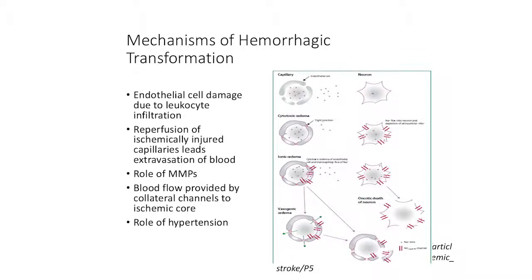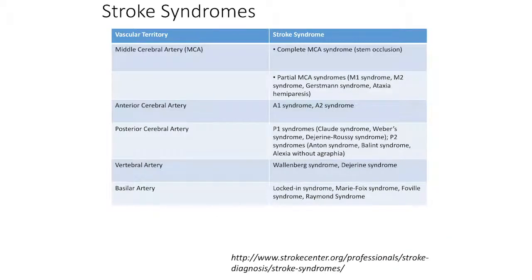So just going to the stroke syndromes, this is what I think was interesting for me. There's the middle cerebral artery where you have the complete MCA syndrome and the partial MCA syndrome. Anterior cerebral artery, you have A1, A2, and posterior cerebral artery syndrome, so you have P1, P2 syndrome. Vertebral artery, you have the Wallenberg and Dejerine syndrome, and the basilar artery, which if affected, you have locked-in, and the rest. So we'll just do a bit of clinical scenarios, and Kuka, you can start us off.